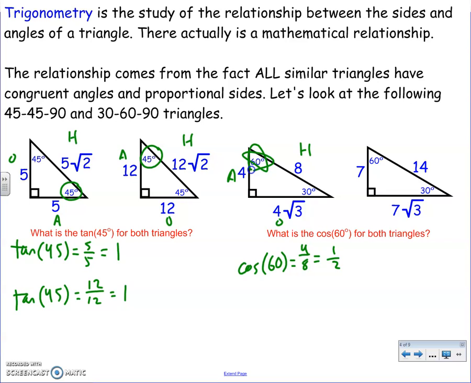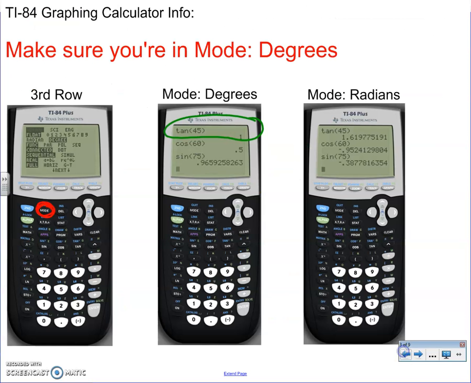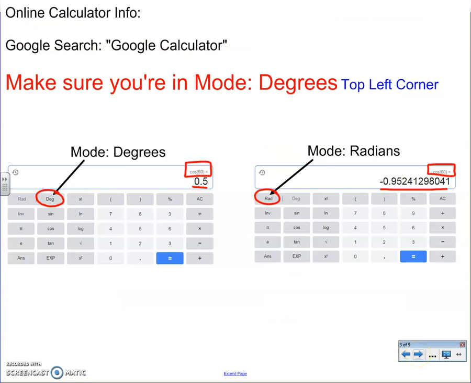Let's try the second triangle, 60 degrees. Label HAO, here's H, here's A, here's O. Cosine of 60, and that's CAH, A over H, so that's going to be A is 7 over H is 14. That also reduces to 1/2. And then if I go back right here, in this one, cosine of 60 is always going to be 0.5, which is 1/2.